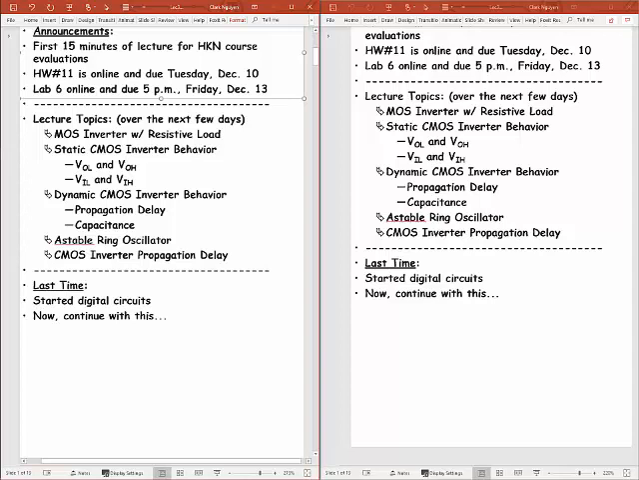If we can get to it, we'll talk about ring oscillators. And definitely we'll talk about inverter propagation delay before all is said and done. But this is kind of the lecture topics over the next few days. This is our last week of lecture. And so by Friday, hopefully we'll cover most of these things.